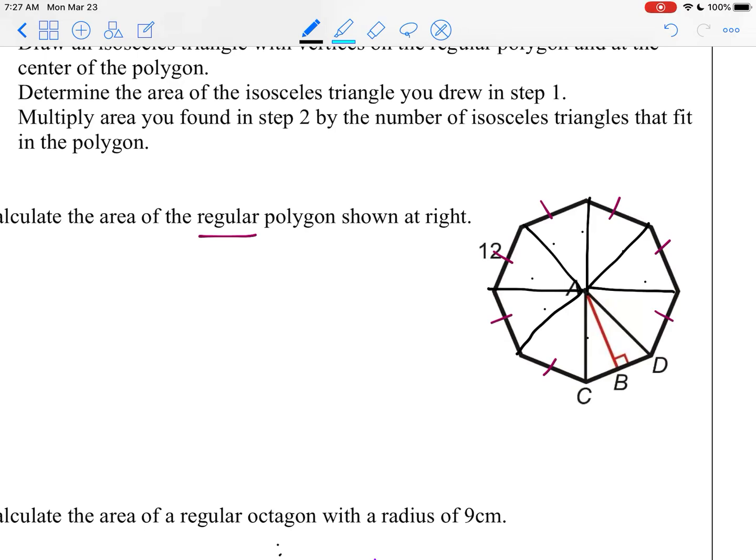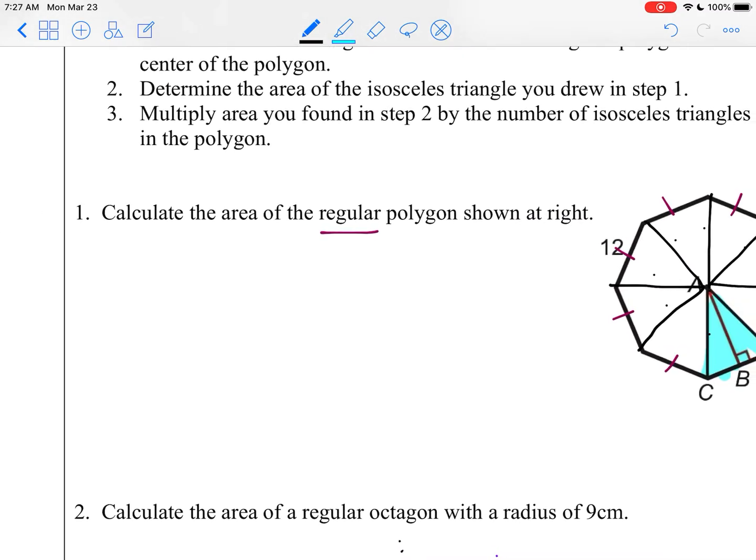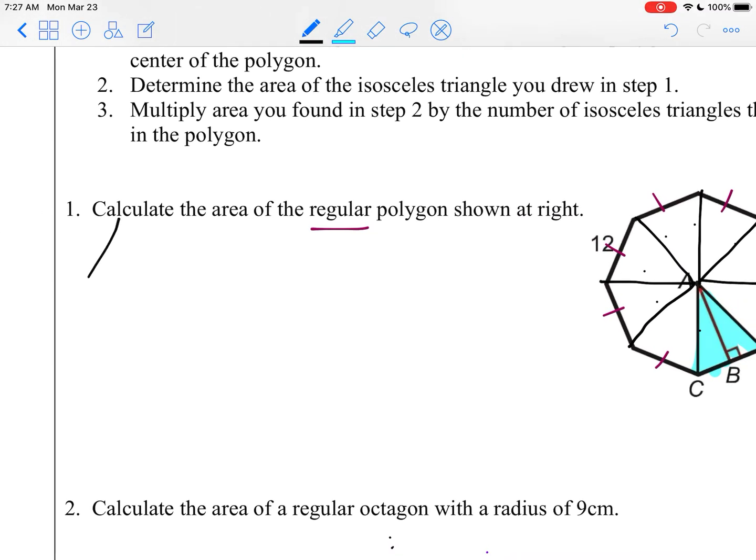And the number of congruent triangles is equal to the number of sides. So if I knew how to find the area of this one, then I know the area of all of them, and I can find the area of the polygon. And that's the main goal, is to find the area of this one triangle. Alright, so I'm going to just draw this triangle over here. And that's all you need, is one triangle.